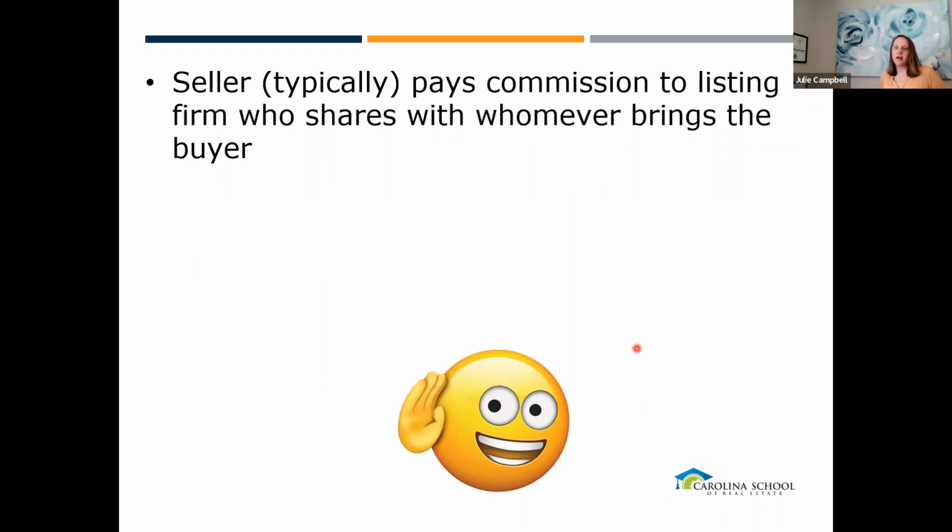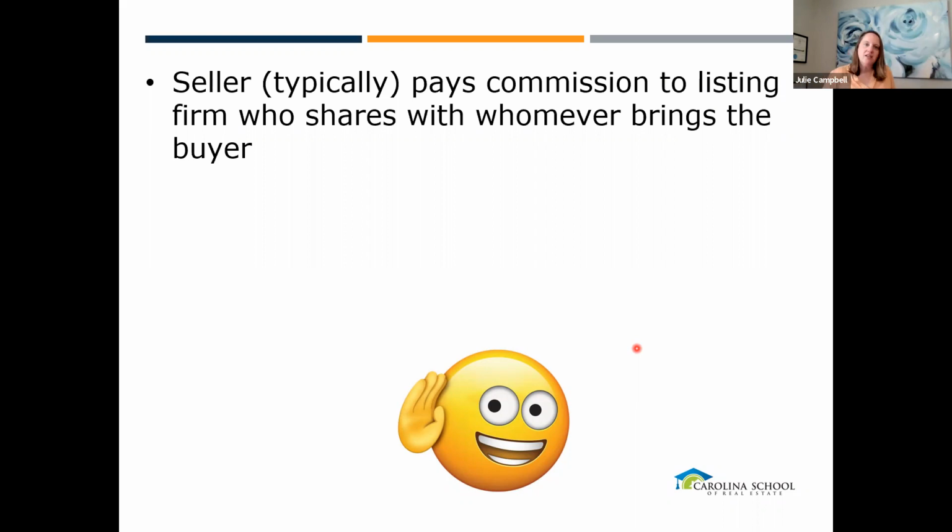Typically, the seller pays commission to the listing firm. The listing firm shares their commission with whomever brings the buyer. We're going to talk about how much the seller is going to pay, how we're going to share that commission. This is why we have listing agreements. This is why we have agency agreements. So we're getting into that discussion.